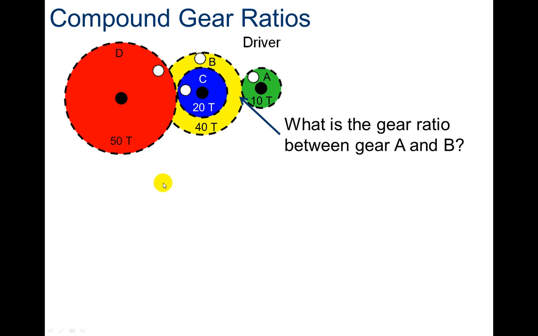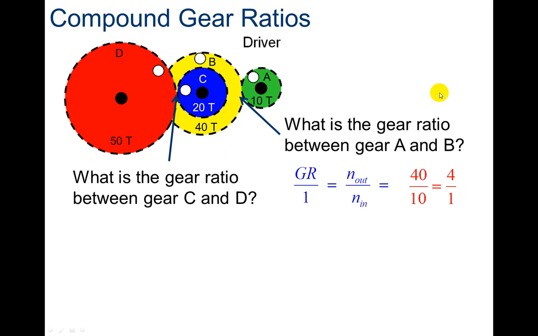Okay, so we're going to examine this a little more. What is the gear ratio? Well, I need a gear ratio from A to B, and I need a gear ratio from C to D. Like the compound machines, I need to then multiply those two together to get my final gear ratio. Again, out over in.